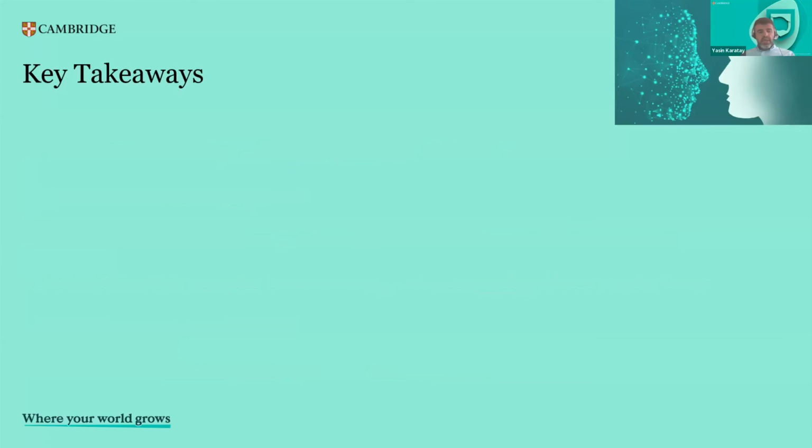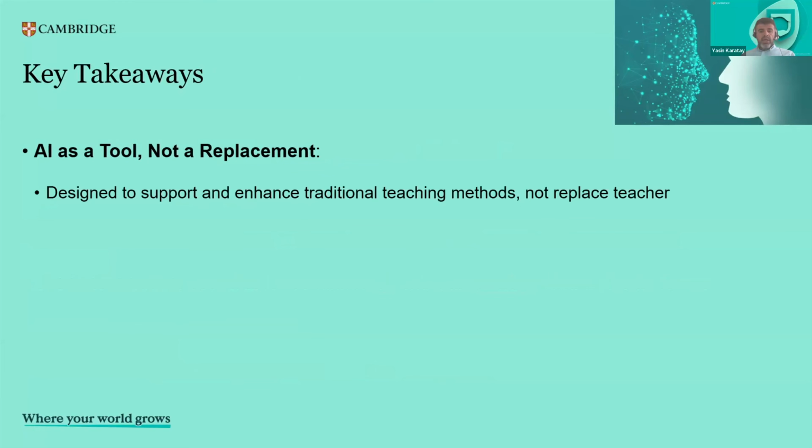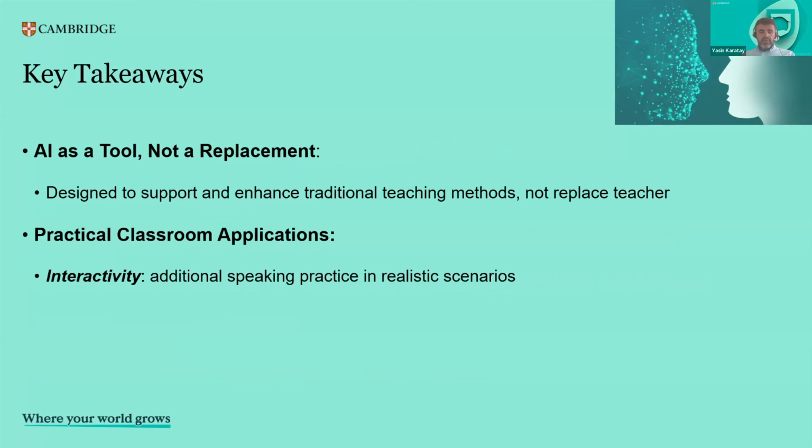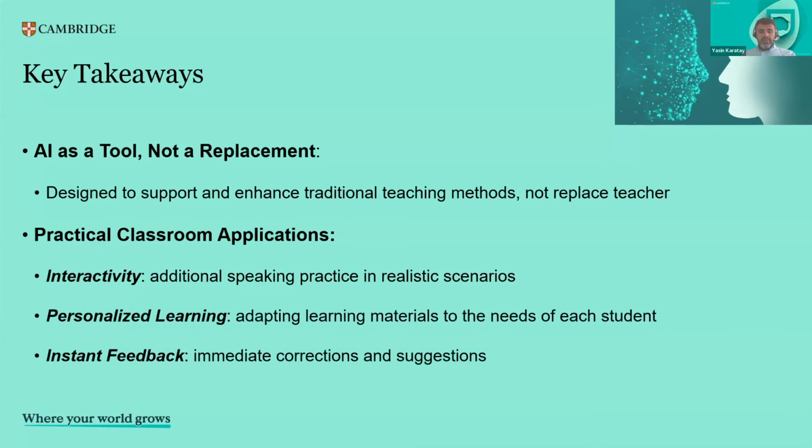So some key takeaways as we wrap up. I'm going to just highlight the most important points for you. We should remember that the goal of AI in education is not to replace the teacher's role, but to support them and improve the traditional methods of teaching, right? And we have seen several ways AI can make our classrooms more dynamic and responsive to students' needs. For example, interactivity, like conversational AI tools, which can provide students with additional opportunities to practice speaking in real scenarios. And personalized learning and instant feedback are the other two big advantages of AI that we can make use of in our classrooms.